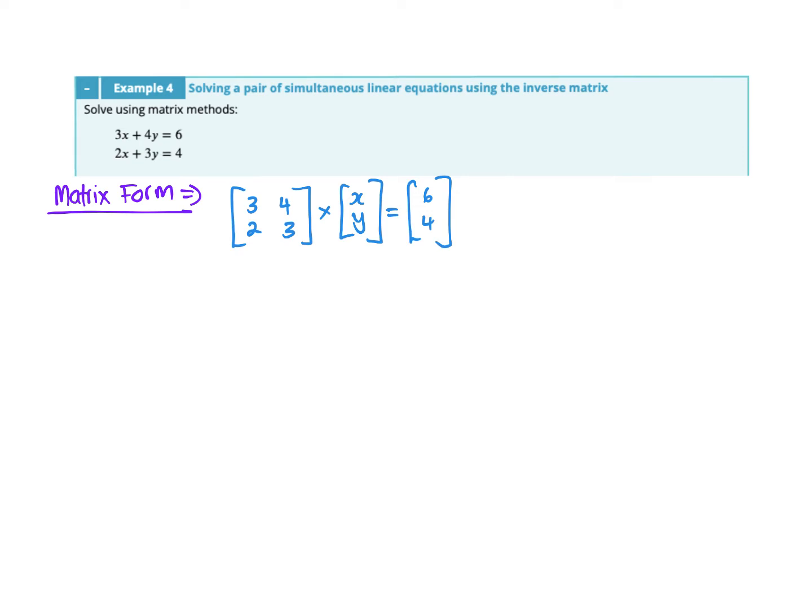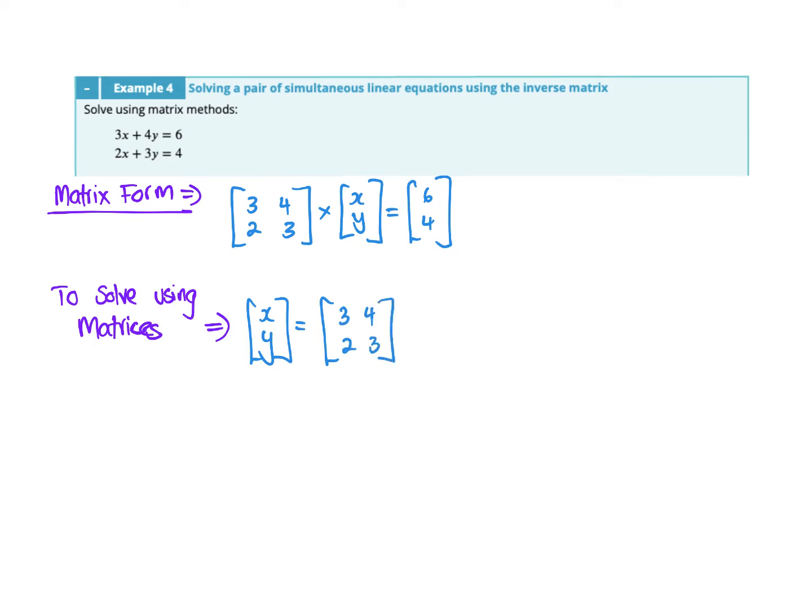Now, to solve it using matrices, because we know you can use this other solve function on your calculator, but they want you to solve using matrices. So to solve using matrices, we'll write this out. We'll write x, y equals, now it's going to be the inverse of that first one, so -1 times this 6 and the 4.